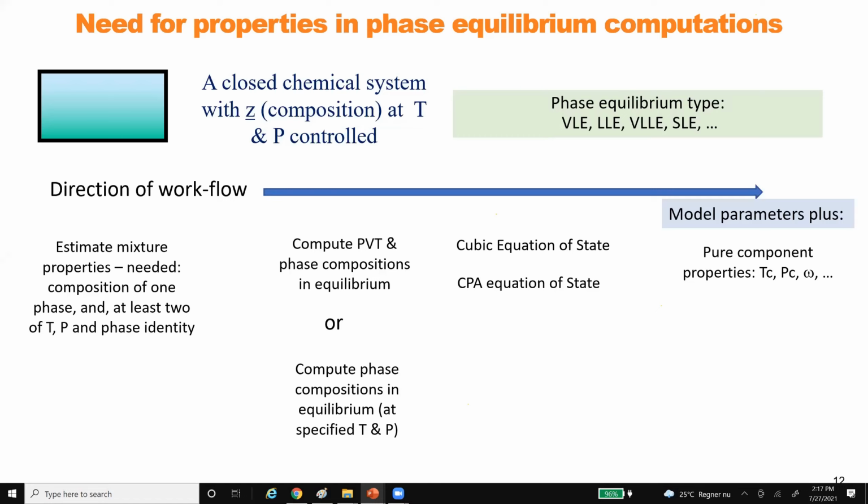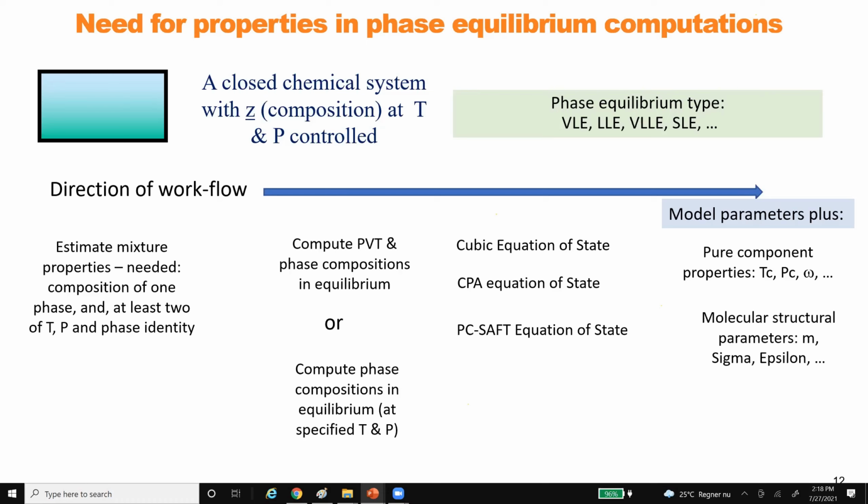If you have heard of cubic equations of state, they will do the PVT as well as the phase equilibrium compositions. The CPA equation of state, which is not a cubic equation, will also do that. Both of them need as parameters the critical temperature, critical pressure, and eccentric factor of each of the compounds in the mixture. So now you see why the pure compound properties are needed.